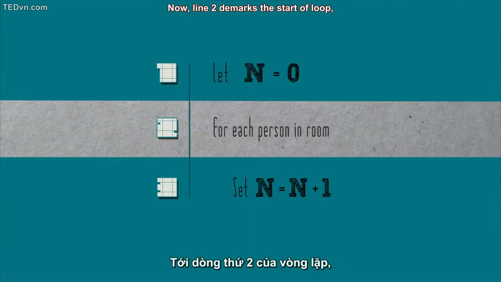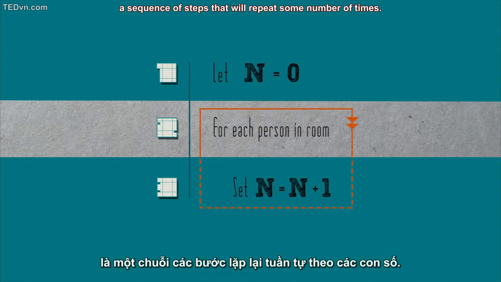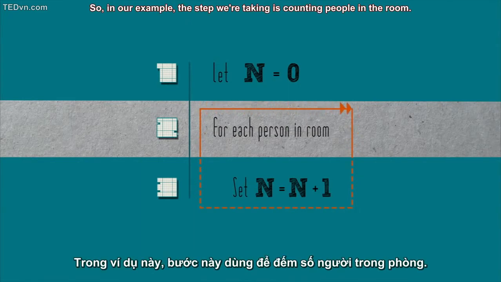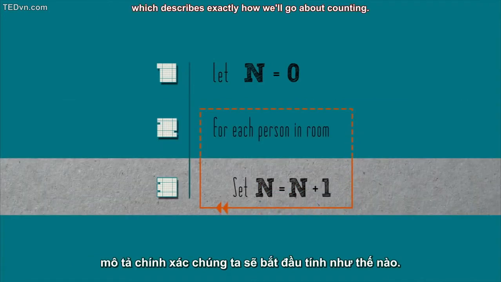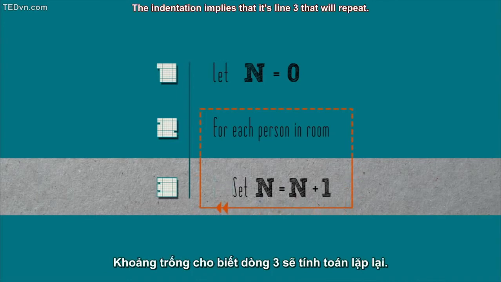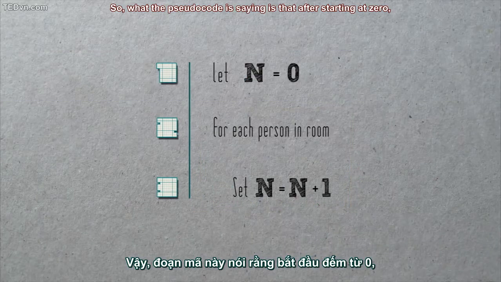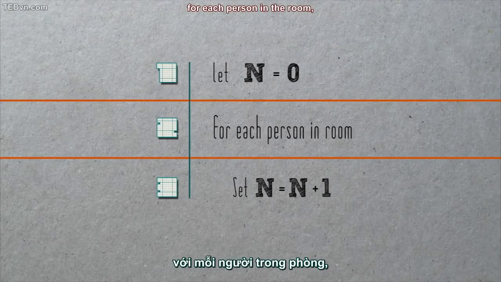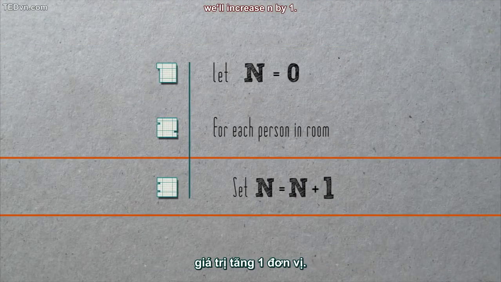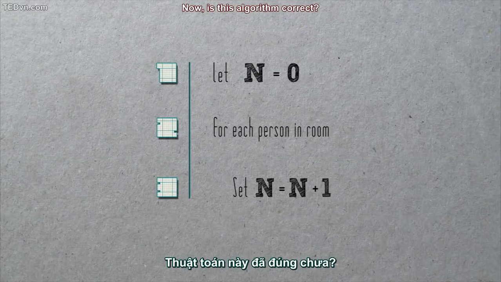Now, line 2 demarks the start of a loop, a sequence of steps that will repeat some number of times. So in our example, the step we're taking is counting people in the room. Beneath line 2 is line 3, which describes exactly how we'll go about counting. The indentation implies that it's line 3 that will repeat. So what the pseudocode is saying is that after starting at 0, for each person in the room, we'll increase n by 1.